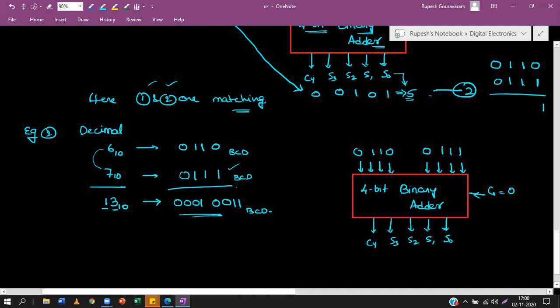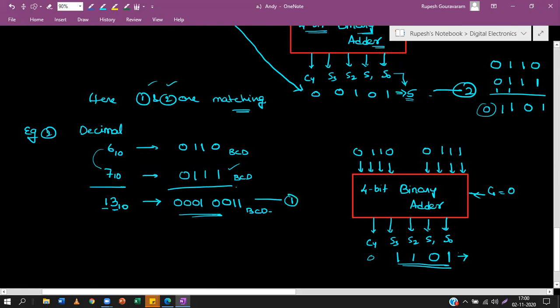0 plus 1 is 1. 1 plus 1, sum is 0, carry is 1. 1 plus 1 plus 1 gives sum as 1 and carry as 1. And finally, this is 1. So there is no carry, meaning 0, and the number is 1101. 1101 in binary form means 13, but it is not matching with this one.